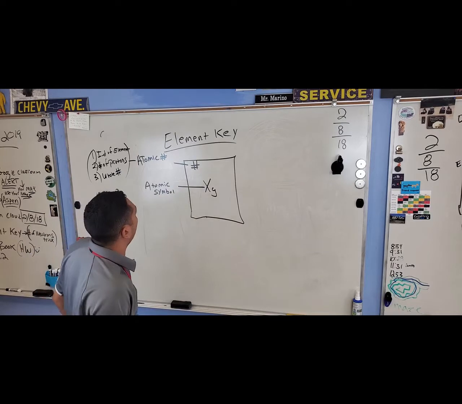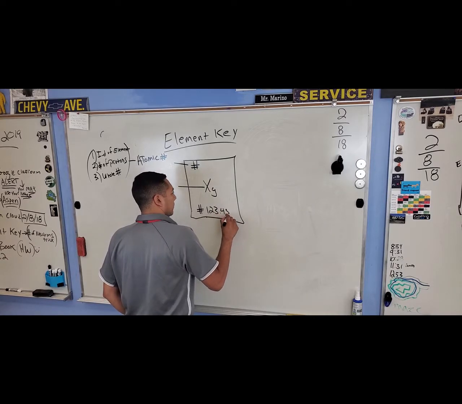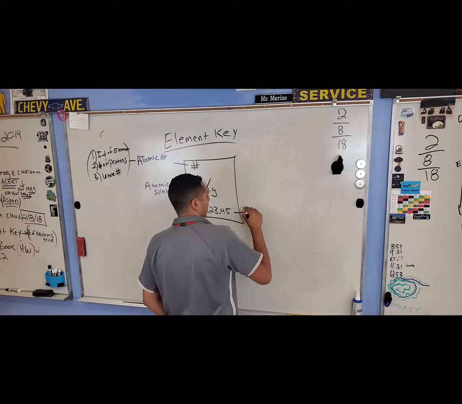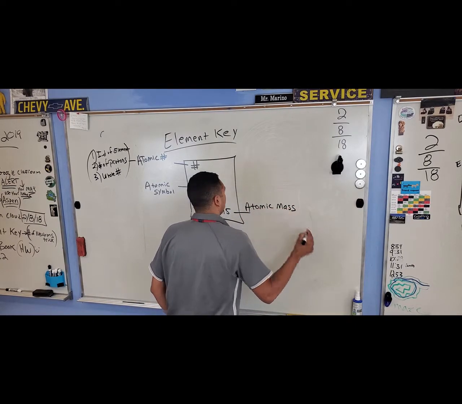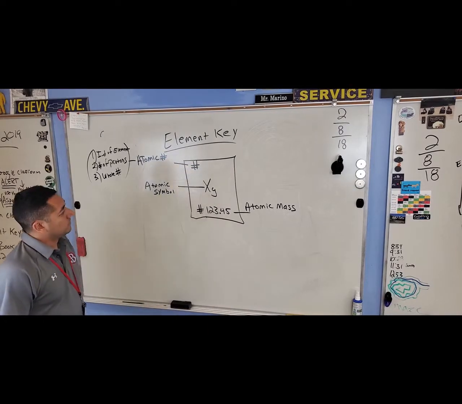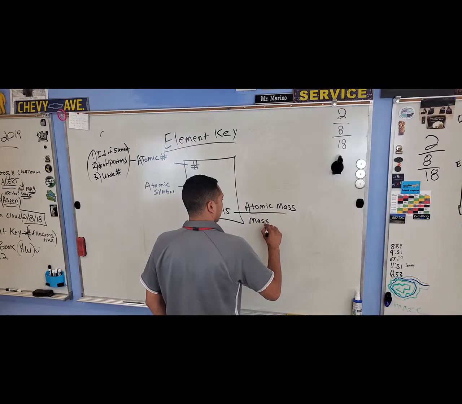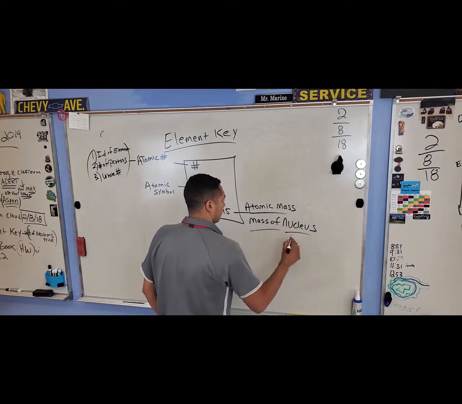Now down below, we have a number that is a decimal. That number is the atomic mass. And most of the time, it is a decimal. The atomic mass is located under the atomic symbol. Now, the atomic mass is the mass of the entire nucleus, which contains protons and neutrons. And we'll say that a few more times throughout this vlog.